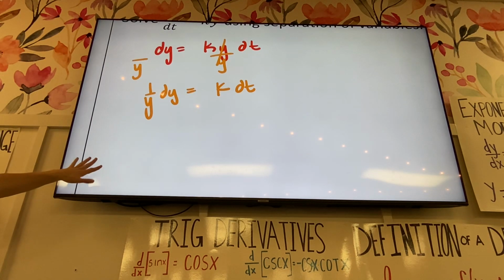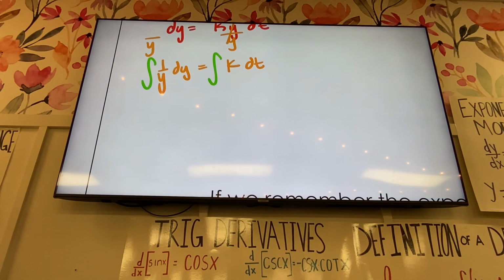Once you have all your y's over here, all your x's over there, then we can integrate. What is the integral of y? Ln of y. And then what's the integral of k dt? K squared over 2. K is just a number.